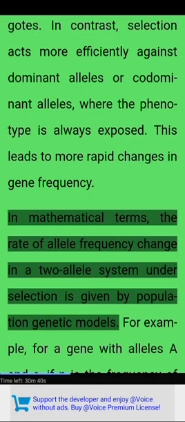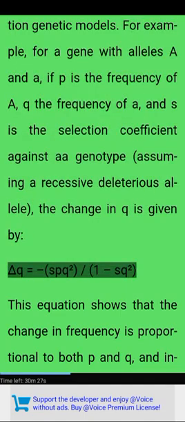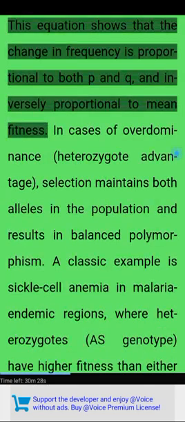In mathematical terms, the rate of allele frequency change in a two-allele system under selection is given by population genetic models. For example, for a gene with alleles A and a, if P is the frequency of A, Q the frequency of a, and S is the selection coefficient against the genotype, assuming a recessive deleterious allele, the change in Q is given by delta Q equals minus S P Q squared over 1 minus S Q squared. This equation shows that the change in frequency is proportional to both P and Q, and inversely proportional to mean fitness.